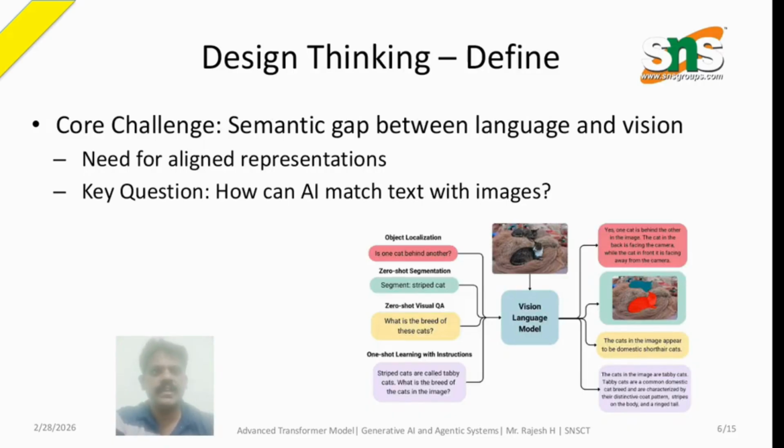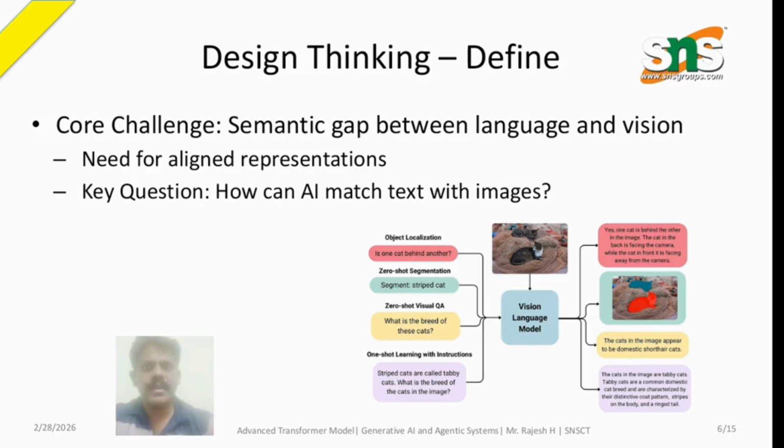So here the design thinking of defining the semantic gap between language and vision is to align the representations. How can AI match text with images? Let's see that. On the left-hand side, the object localization is one cat behind another. With zero-shot segmentation, it's a striped cat. With zero-shot visual question answering, the question is what is the breed of these cats? With one-shot learning with the instruction, it finds that these striped cats are called tabby cats.